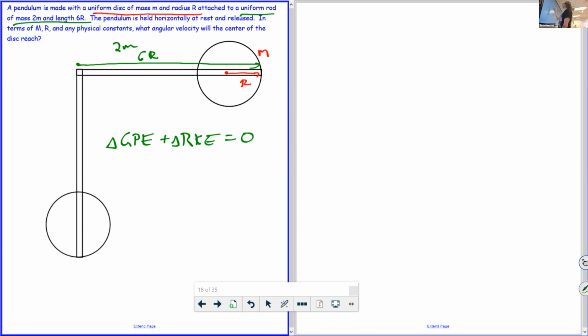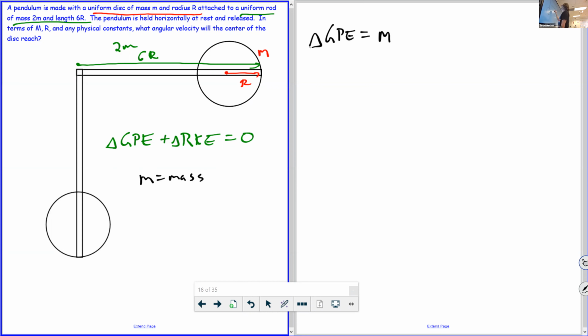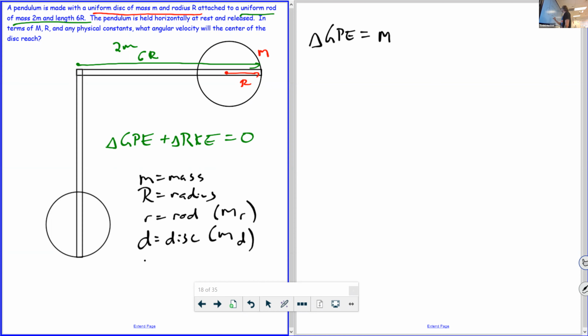Okay, so let's do this. Change in GPE is equal to the mass of, you know what, I'm going to come up with a quick list of letters here. So little m is going to be mass, big R is going to be radius, little r is going to represent rod, as in the mass of the rod. D is going to be disk, as in mass of disk, and P is going to be the pendulum itself, like the whole pendulum, as in mass of pendulum.